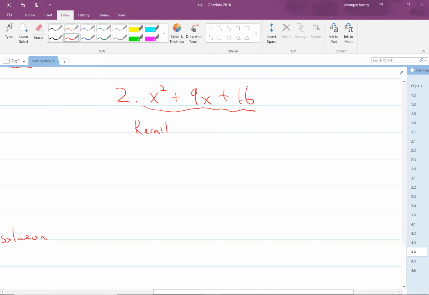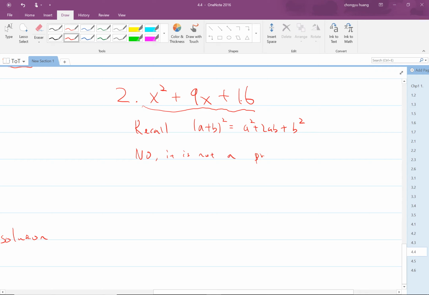What do we recall? The property we have is (a plus b) squared is actually equal to a squared plus 2ab plus b squared, right? So that's the property we have over here. This property will be really important to tell you why this is not a perfect square. Okay, so let me write it down. No, it is not a perfect square.